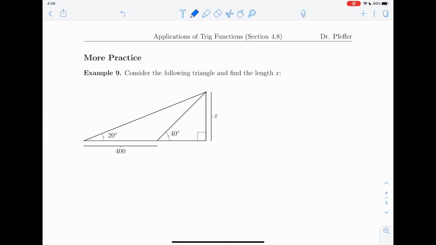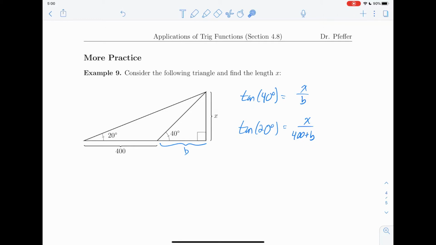I'm going to introduce a dummy variable, say b, which is going to take the place of this base length for the smaller triangle. And what I'll notice is I can build a trigonometric relationship involving tangent for each of these triangles. If I do so, I'll end up with tangent of 40 degrees is equal to x over b, and the tangent of 20 degrees is equal to x over 400 plus b. And now here's where things are interesting. I have two equations with two unknowns.